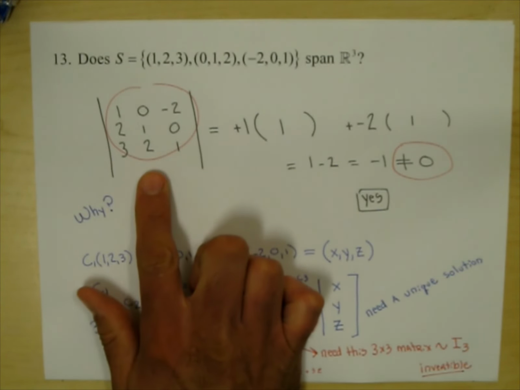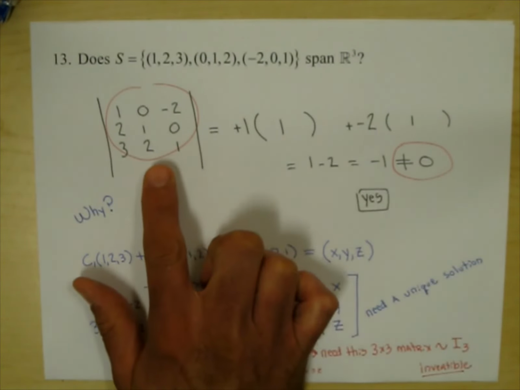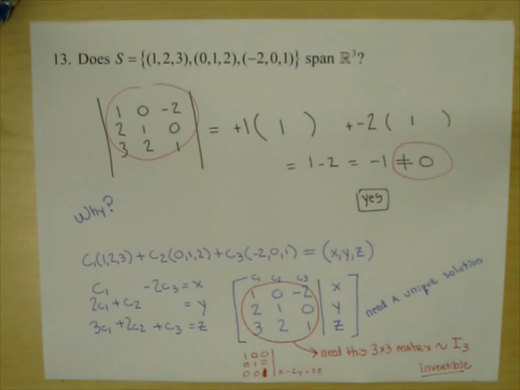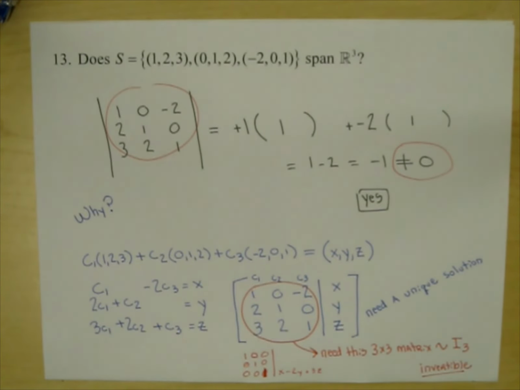That's why you could just take the determinant of these and see if you get non-zero, because we ended up getting a -1, which says this is invertible, which means it can be reduced to the identity, which means we're good to go. It means these three vectors do not lie in the same plane. Well, anyway, I think I rambled on enough about that.